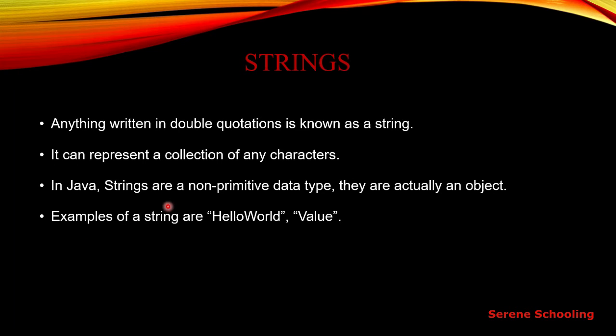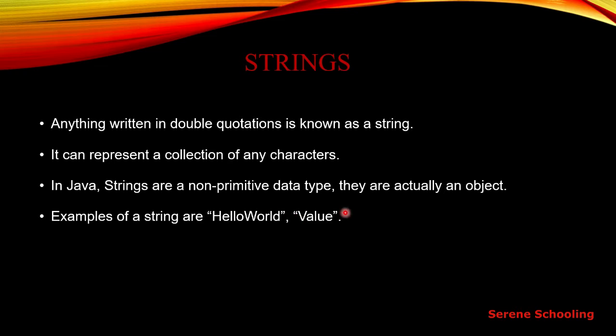It is a collection of characters. It is a non-primitive data type. It's actually an object, right? It's a class. So whenever you're using it, you are creating an object rather than a variable. That's different from other data types. Examples are hello world value.